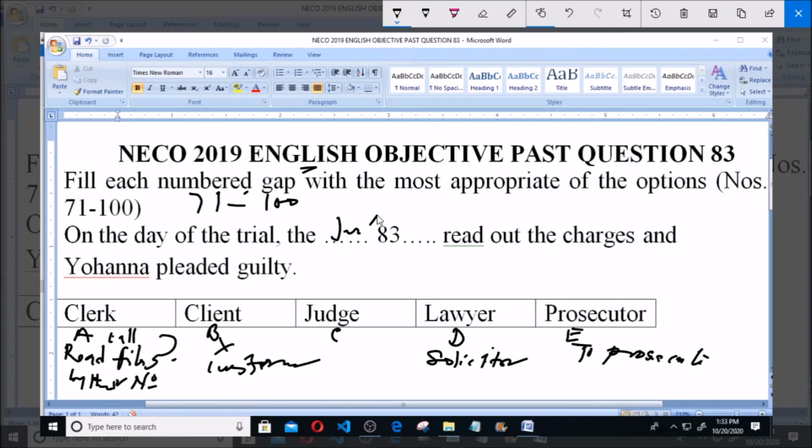So on the day of the trial, the judge read out the charges and Johanna pleaded guilty. So option C is correct.